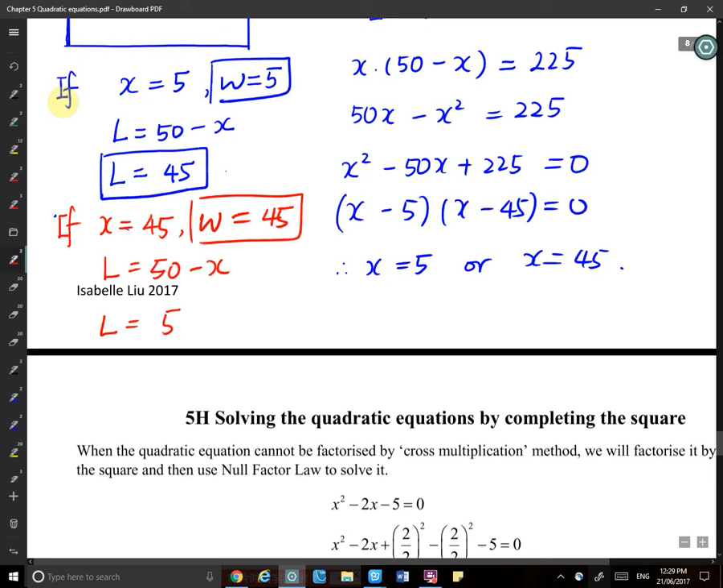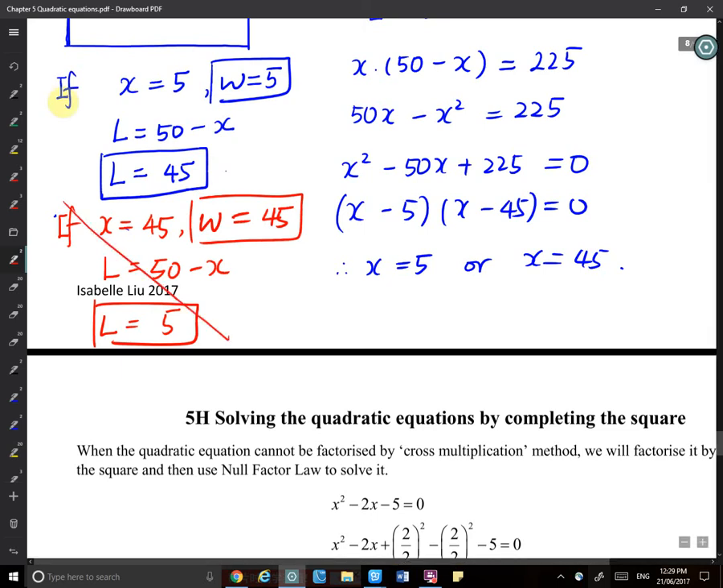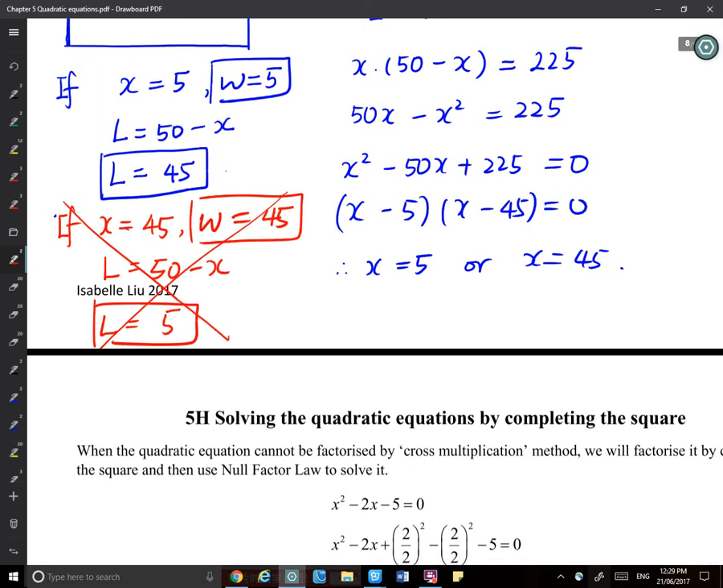Width is 45 and length is 5 is not really correct, but it's the same thing. You can see 45 times 5 and 5 times 45 is the same rectangle. You just look at it this way or that way, so you don't need to give that answer. You just say length is 45 and width is 5. What we assume is that the length should be longer and the width shorter, so we choose 45 and 5. They're the same rectangle, a 45 by 5 rectangle.